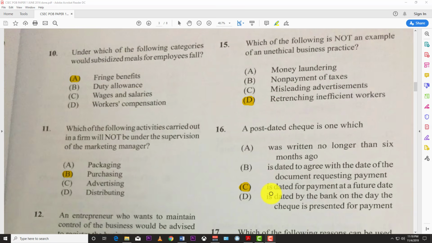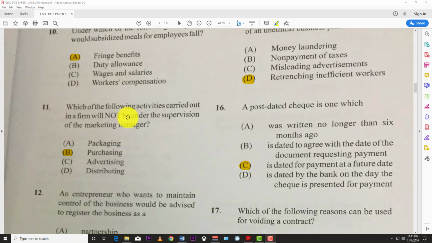Number 10, under which of the following categories would subsidized meals for employees fall? And the best answer is fringe benefits, such as parking and vehicles and those things. Fringe benefits.